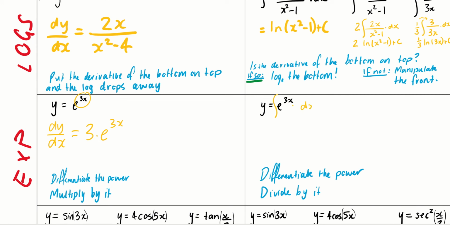To integrate, we differentiate the power, and this time we divide by it. So that should be an integral, sorry, which gives me 1 over 3 e to 3x, or you could also write it as e to the 3x on 3. Either one of those is fine. Differentiate the power still, then just divide by it.